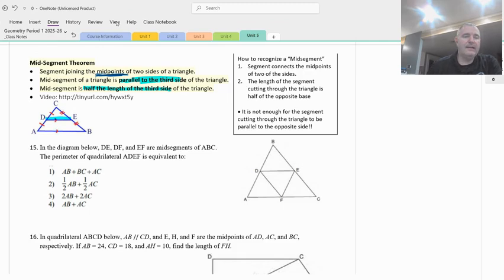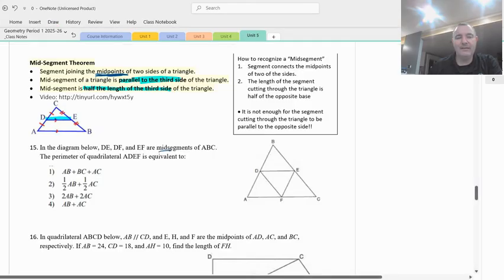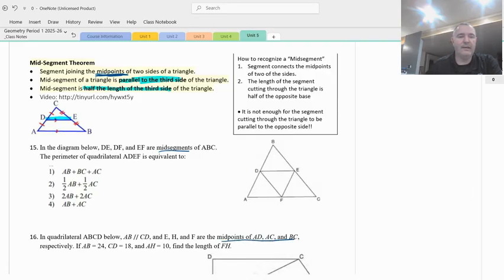So what that tells us is two things. They don't always have to use the word mid-segments in a question. They could instead tell us that we're connecting midpoints. They could just tell me that D is a midpoint and E is a midpoint, or they could just show that these two pieces are equal, and then we'll have to know that that means that D and E are midpoints. So keep that in mind.